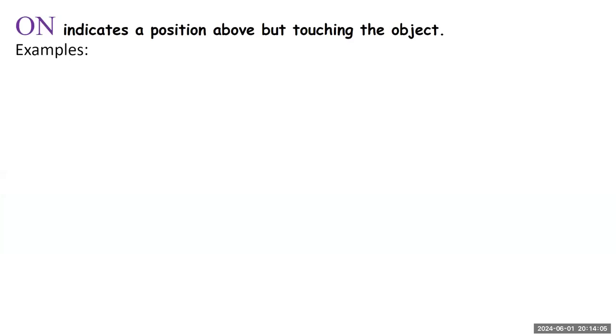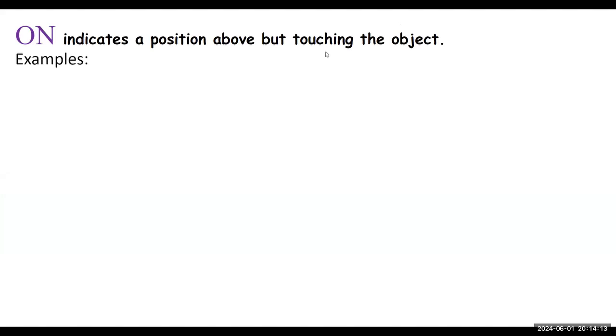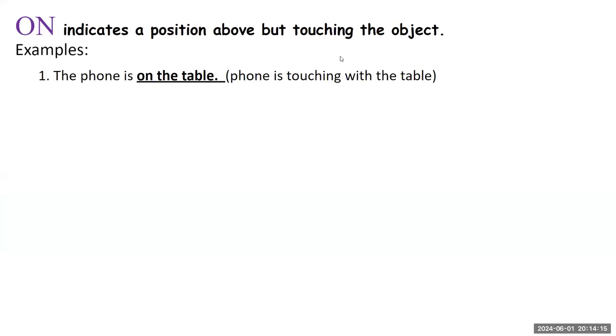On, above, over. On indicates a position above, but touching the object. The phone is on the table. The phone is touching the table. He is on the third floor. Sit on the sofa.